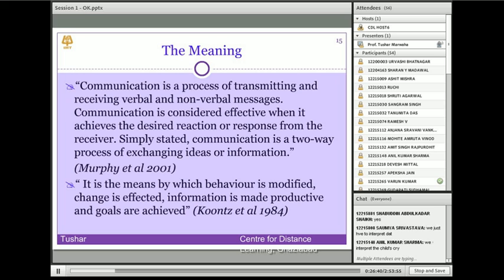So let's go through this definition on the screen. Let's see how we understand it.